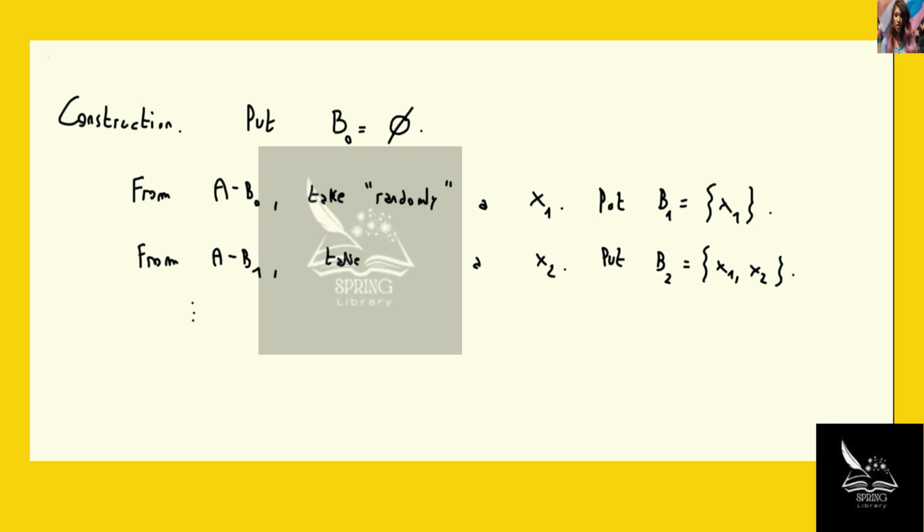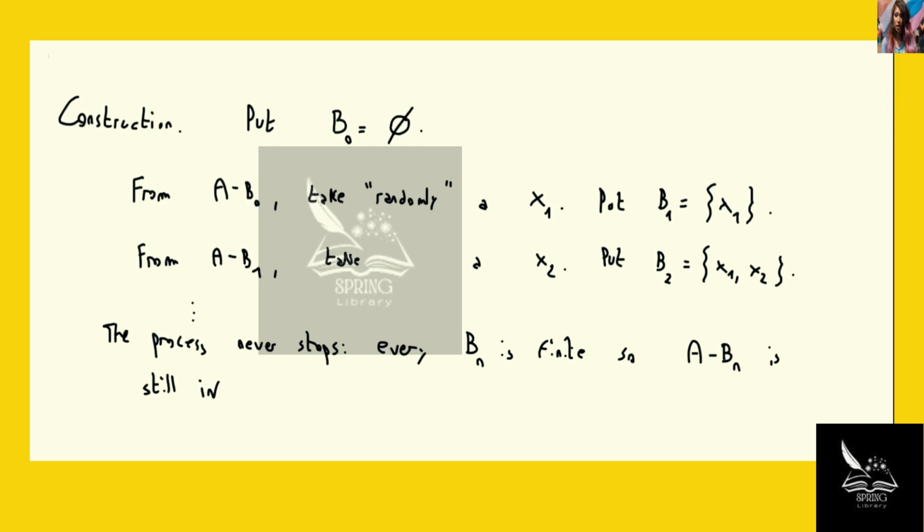From A minus Bn, we can still take some element because Bn is going to be finite, and so A minus Bn is going to be infinite. So there is something. This means that this process never stops. Because every Bn, again, is finite. It contains exactly the elements x1, x2, all the way up to xn. And so A minus Bn is still infinite. So there must be something in A minus Bn, which means that we can take another element.